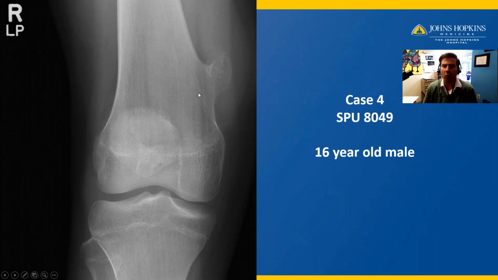This mass is growing away from the nearby joint, up and away from that joint. And finally, you'll notice that the patient's epiphyseal growth plate is still open. So this patient is skeletally immature.